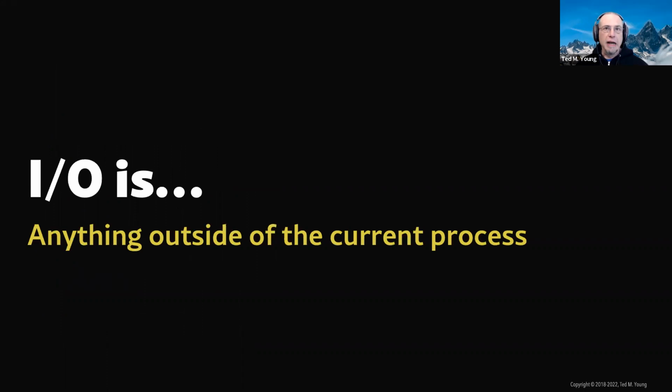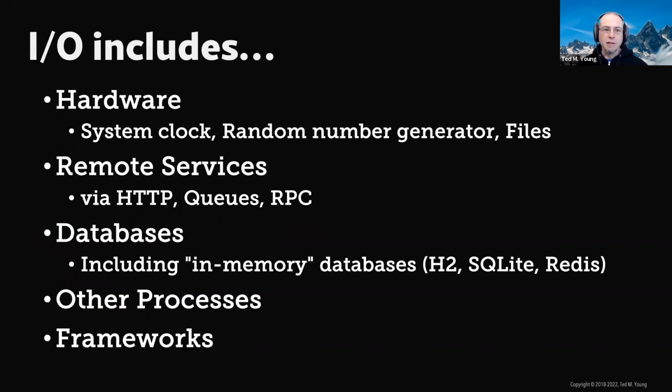So I consider IO to be basically anything that is outside of the current process. And so that includes all of these things: hardware, right? Whether it's a system clock, what time is it? What day is it? A random number generator, files on the local file system, remote services, however you were accessing them, databases, including an in-memory database, right?